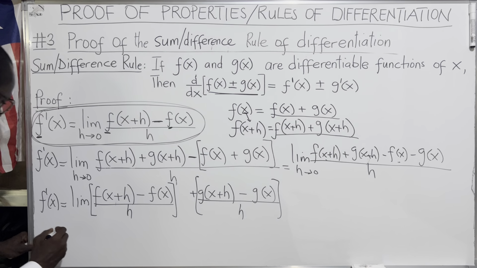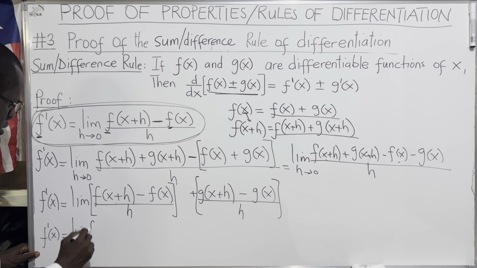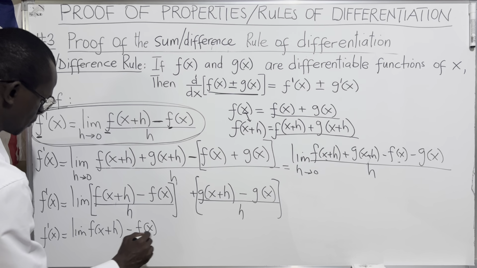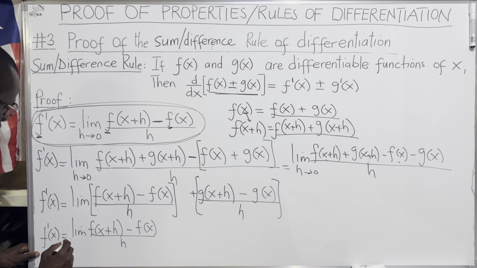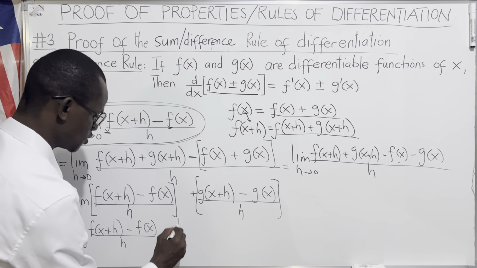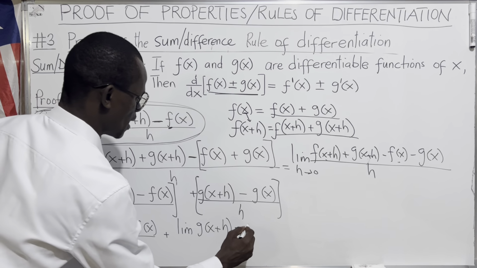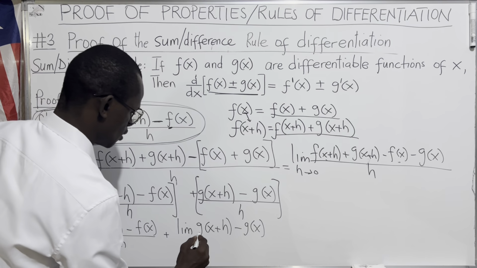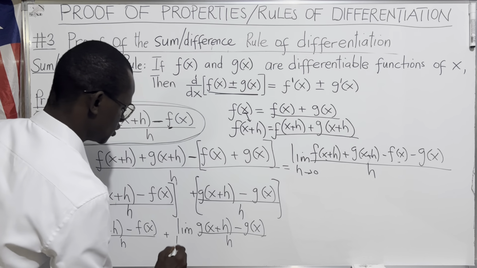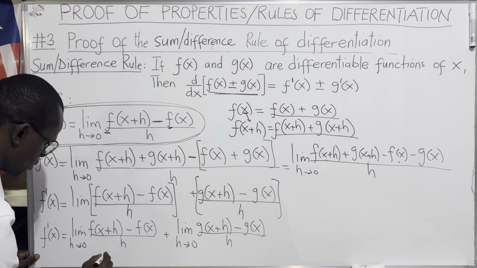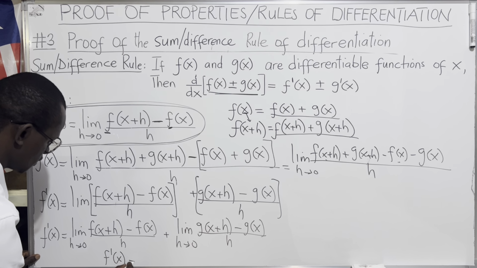Now, the next thing we can do is to take the limit of this first expression and the limit of this second expression. So now we have f prime of x is equal to the limit of f of x plus h minus f of x all over h, as h is approaching 0, plus the limit of g of x plus h minus g of x all over h, as h is approaching 0.